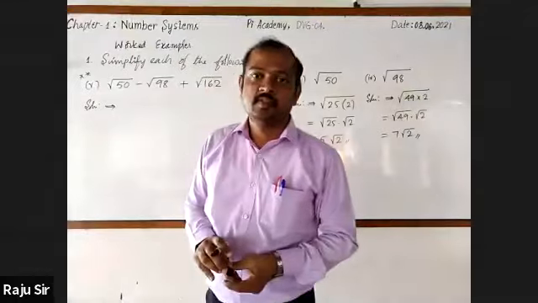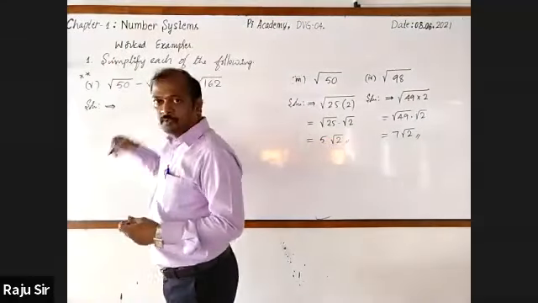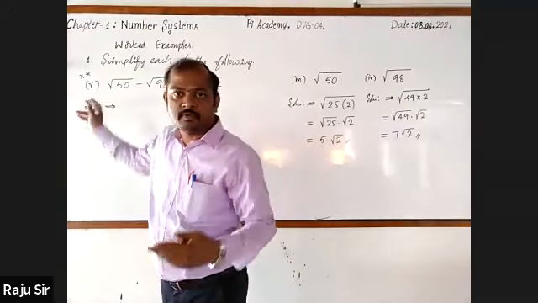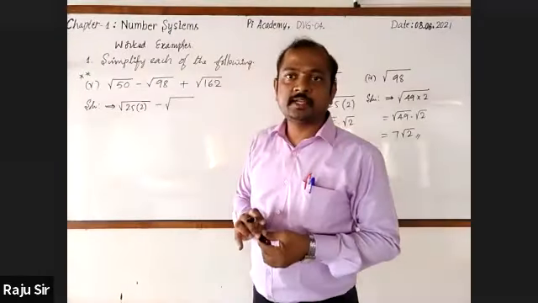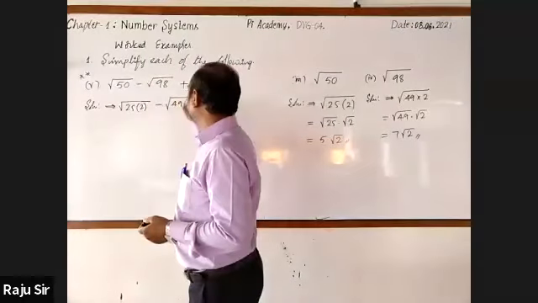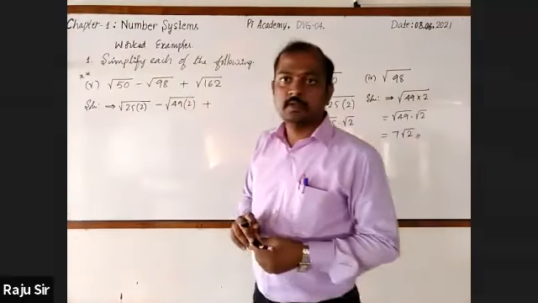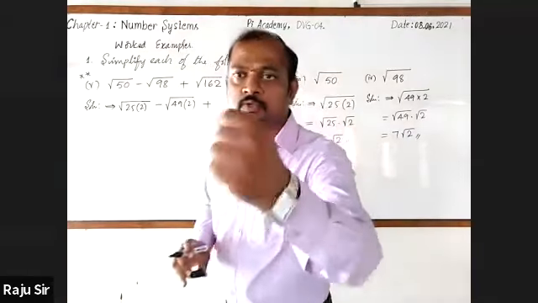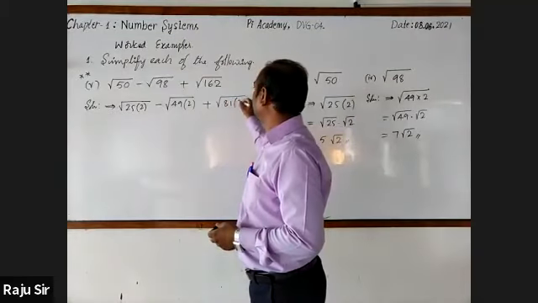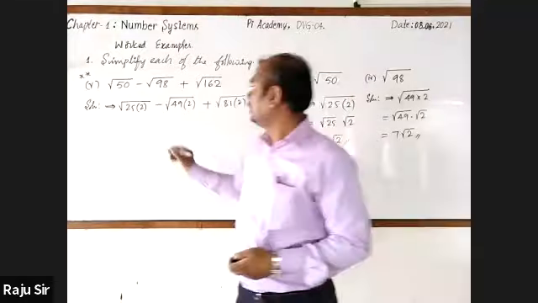So 5 root 2 minus 5 into root 2. Yes sir. Or else you can, let me go for extending one step. Right way. 50 can be written as 25 twos. Similarly, 98 can be written as 49 twos, plus square root of 162. 81 twos, somebody told. This is equal to 9 root 2.